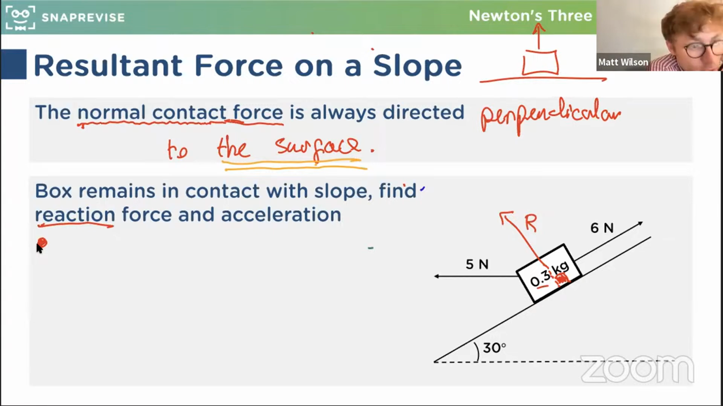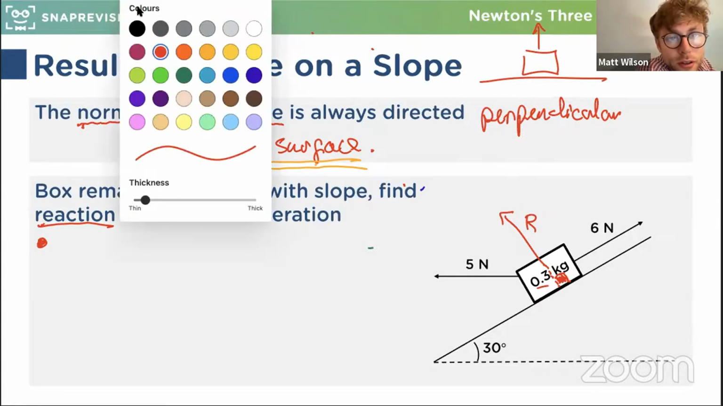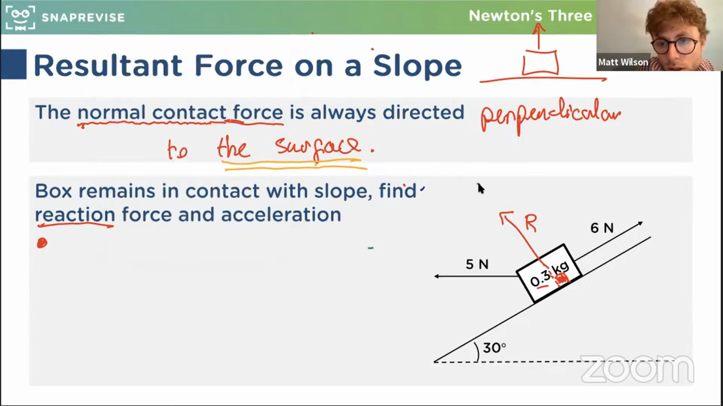Well, we've been told, in fact, that the box remains in contact with the slope. Now, that means it only moves along the direction of the slope. It could be sliding up. It could be sliding down the slope, but it's never accelerating away from or into the slope. So because of that, we can conclude something. The total force in this direction is 0.